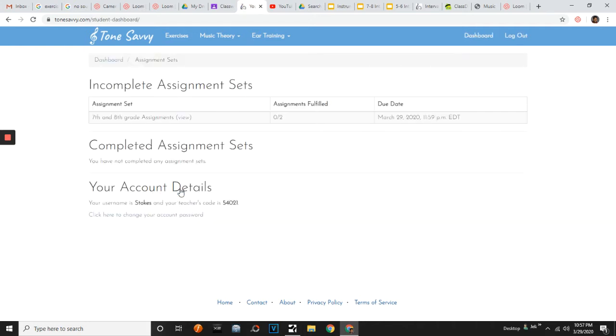Okay, and then you'll see the assignment set. And right here it tells you when it's due. I will change this due date. This is not the due date. The due date that is correct will be on Google Classroom. So you can go view.